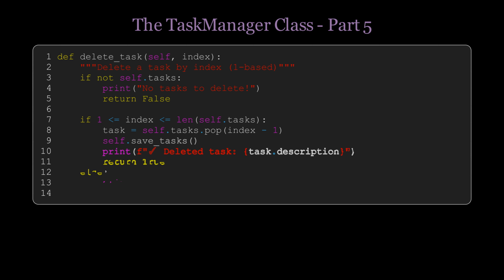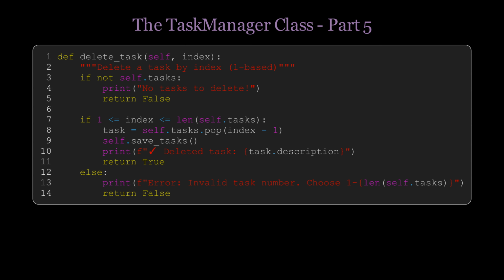Let's add the delete_task method. This removes a task from the list by its index. Users will select tasks by number, making deletion intuitive and easy. The delete_task method takes an index parameter, the task number users see in the list. First, we check if there are any tasks to delete. If not, print a message and return False.